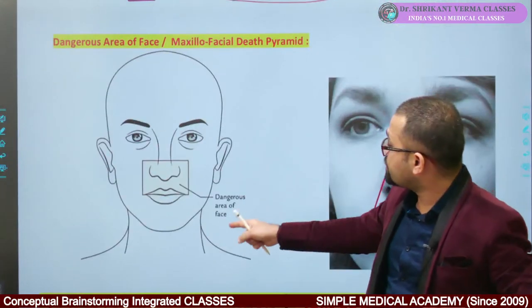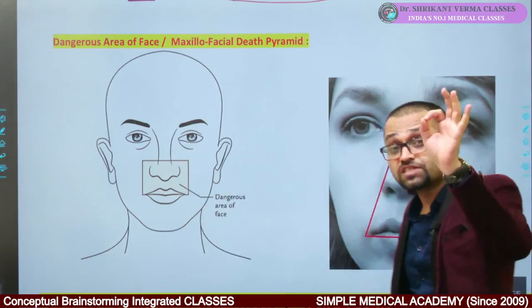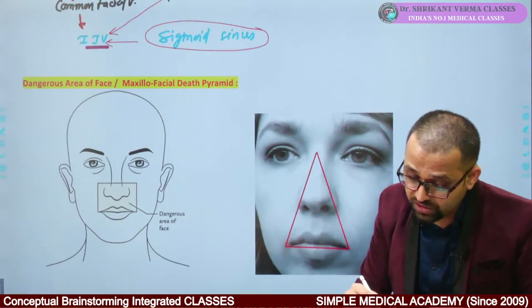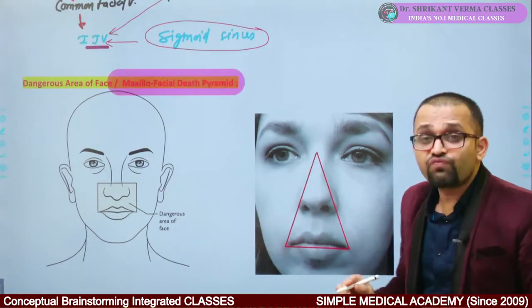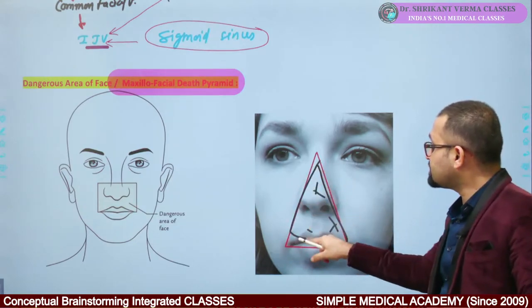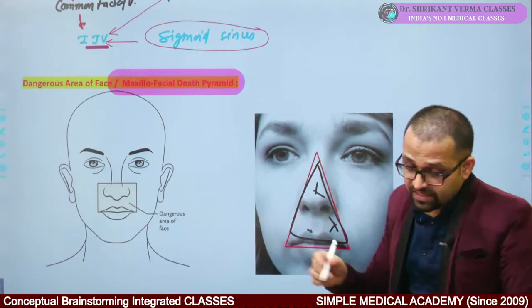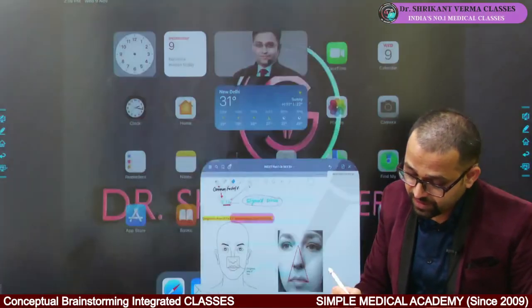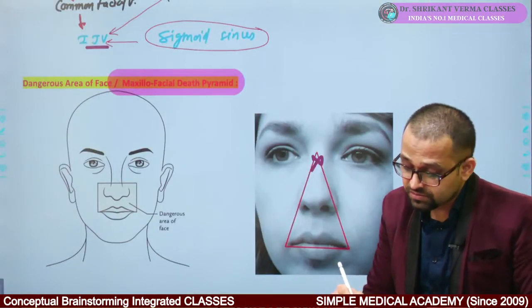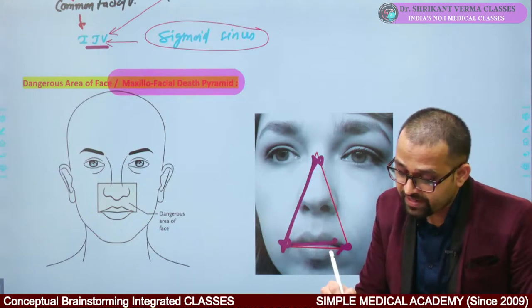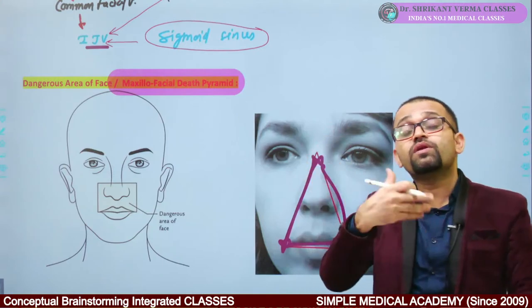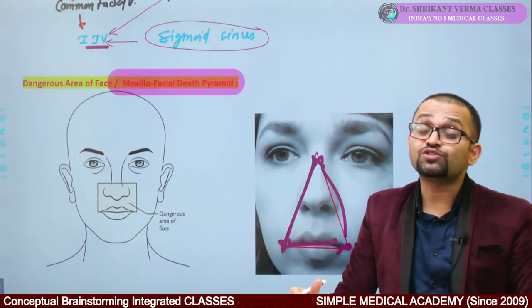Now see, I already told you the lower part of the nose and upper lip is known as the dangerous area of the face. One new nomenclature, one more new term, you can observe: maxillofacial death pyramid. Can you see? Yes, maxilla is there, face part is there. How is it created? Sir, there is our 3 point maxillofacial death pyramid. What are the boundaries? You can see bridge of the nose, each corner of the mouth, you have to meet them, and this is our maxillofacial death pyramid. It is nothing but a dangerous area of the face. One new terminology in maxillofacial surgery.